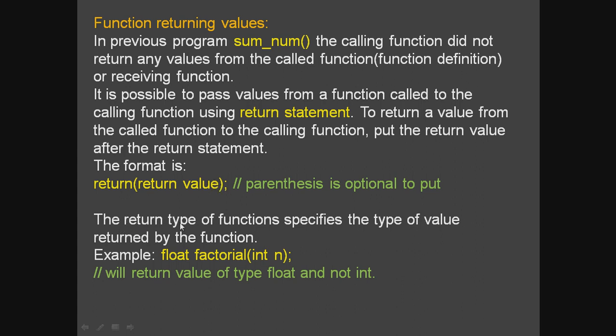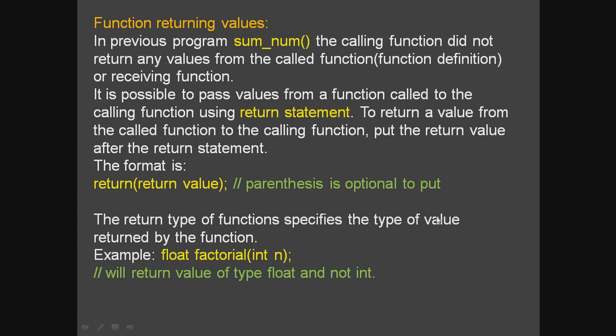So here the return type of the function specifies not this return type. This is a return statement, a keyword through which the called function will return a value to the calling function. When we talk about the return type, we mean the return type of the function name. So here this is the user-defined function name, and this is the return type.